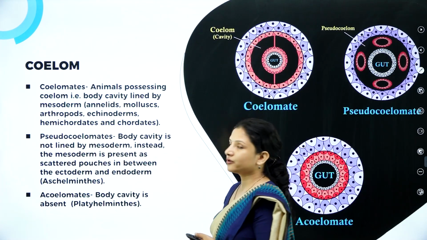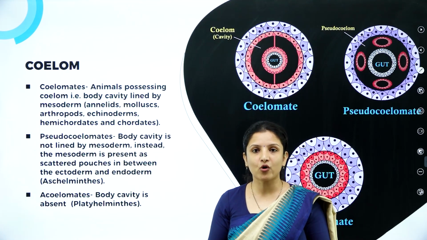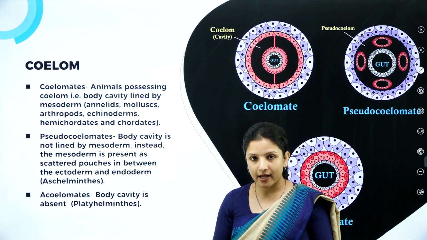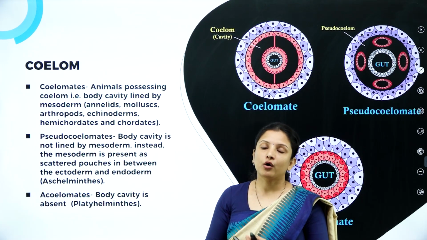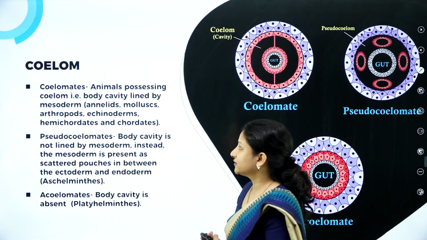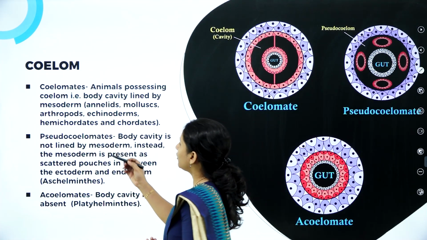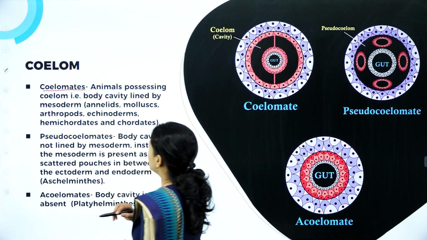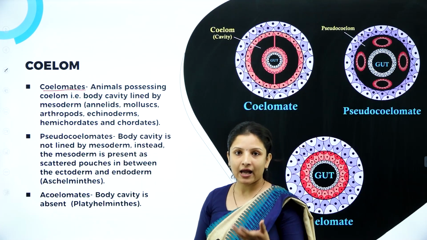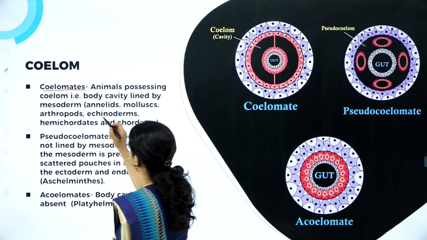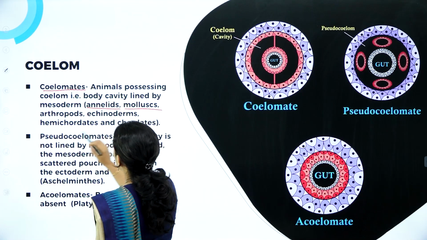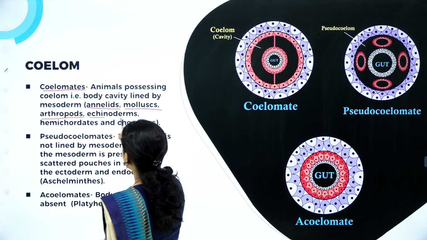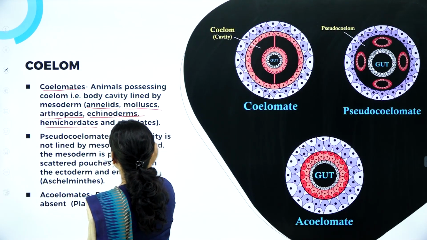Next, talking about the coelom. Coelom is nothing but a body cavity. So whether organisms have a body cavity or whether they do not have a body cavity. If they have a body cavity, they are called coelomates. Some of the animals that have a body cavity are annelids, mollusks and arthropods, as well as echinoderms, hemichordates and chordates.